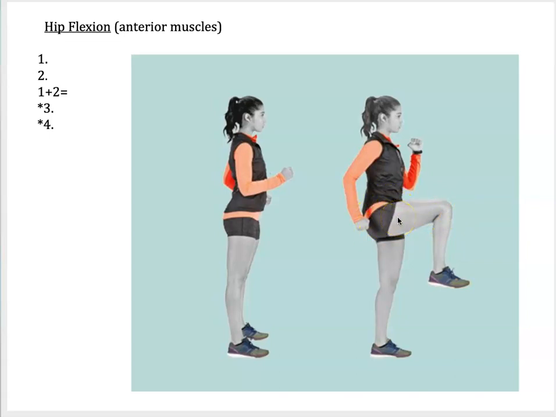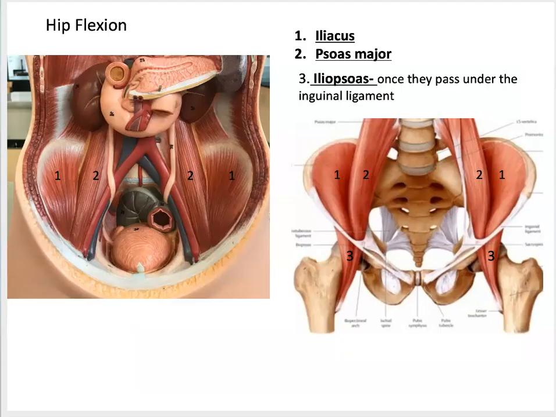So let's get started with our muscles. We're going to start with muscles number 1 and number 2, and 1 plus 2 will make muscle number 3. Let's see what those are. Our first muscles of hip flexion are deep in the abdominal cavity. Here we've removed all the abdominal organs and we're left with these deep posterior muscles. Some people could call these core muscles too, because they're deep in the abdomen.